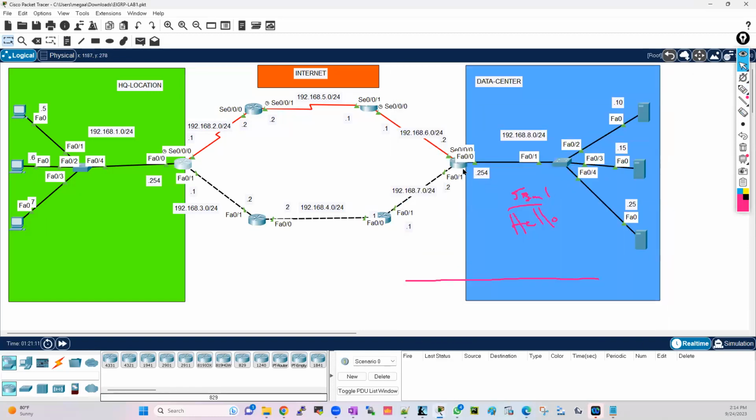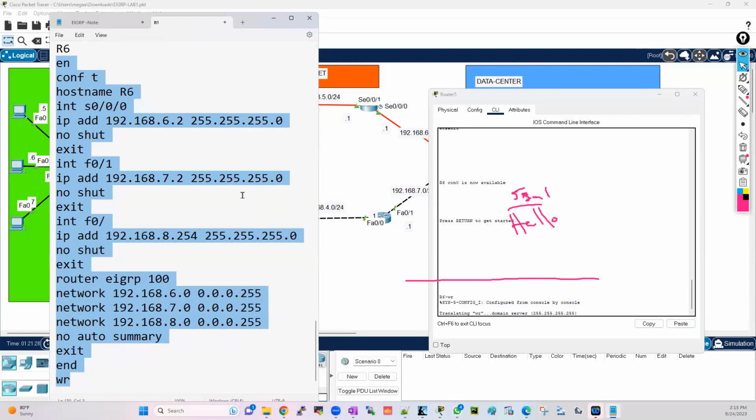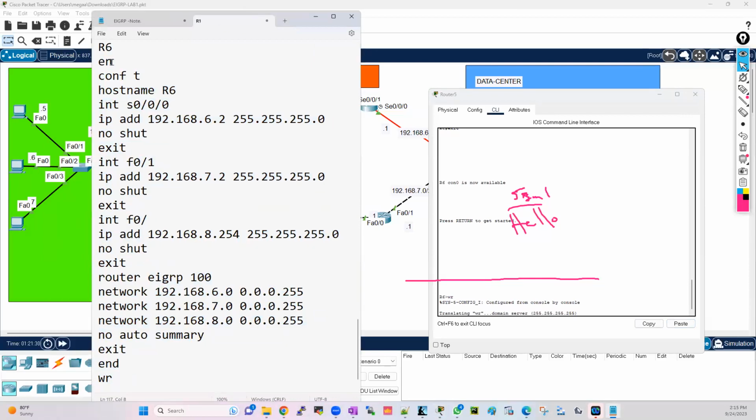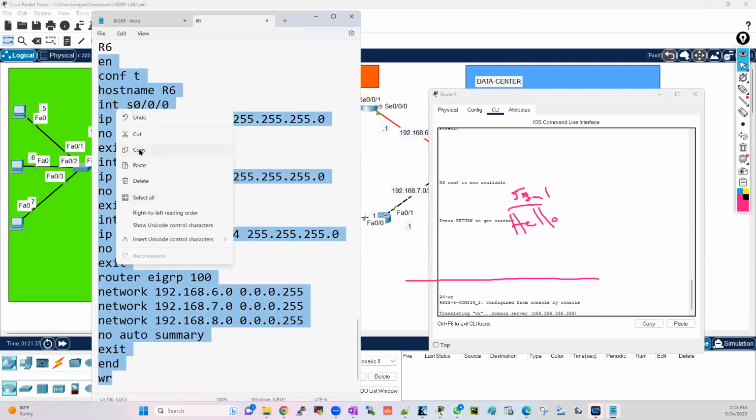Okay, let's go back to our configuration. Okay, paste. I copied the whole thing, but it's showing only one WR. Why? Copy.